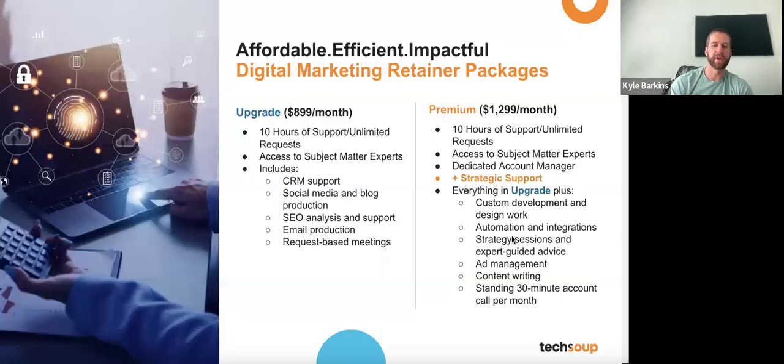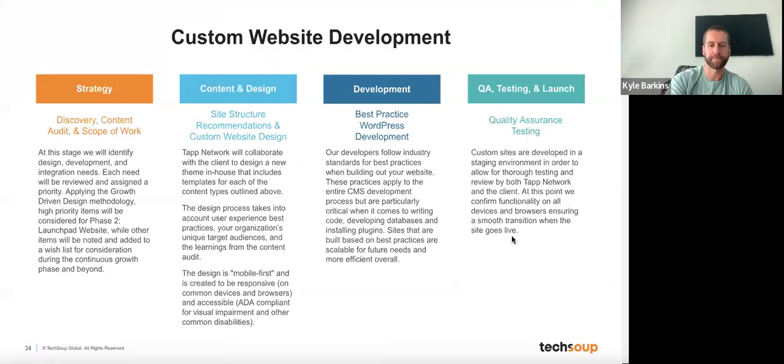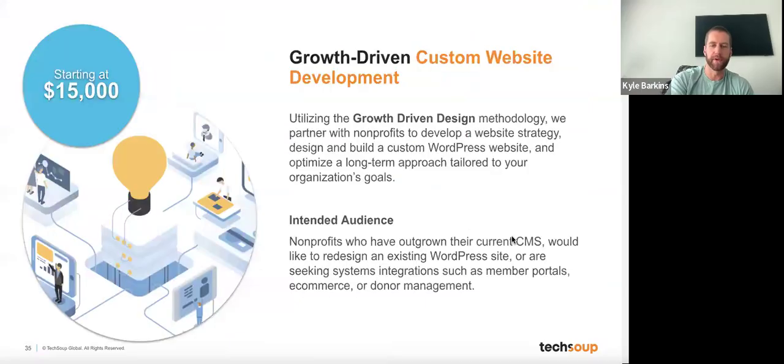There are all different packages. These are some of the ones you'll see on here. The upgrade one and the premium one both give you 10 hours of support. You can make as many requests as you want, but we'll cover those requests in the 10 hours or expand that into future months. The big difference between upgrade and premium is that with premium you get a strategic account manager, so you have an actual person dedicated to you. They can also help escalate things like custom development work, ad management, and content writing, and you'll have a 30-minute call with your account manager every month that will walk through what you're working on, what the status is, and how we're moving that stuff forward. We also do custom website development. We don't need to read through that.